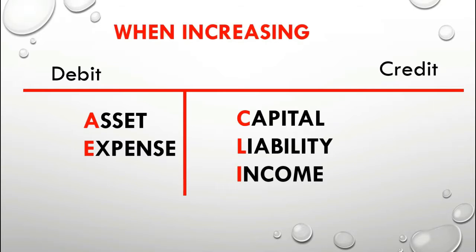Now I'm going to add another thing. Asset and expense are debit only when they are increasing. Capital, liability and income are credit only when they are increasing. Let's say cash is increasing, we are receiving cash into the business. So the cash asset is increasing, then we can debit the cash. There is an expense, we are paying rent. So rent is an expense, and because the expense is increasing, we can debit it.